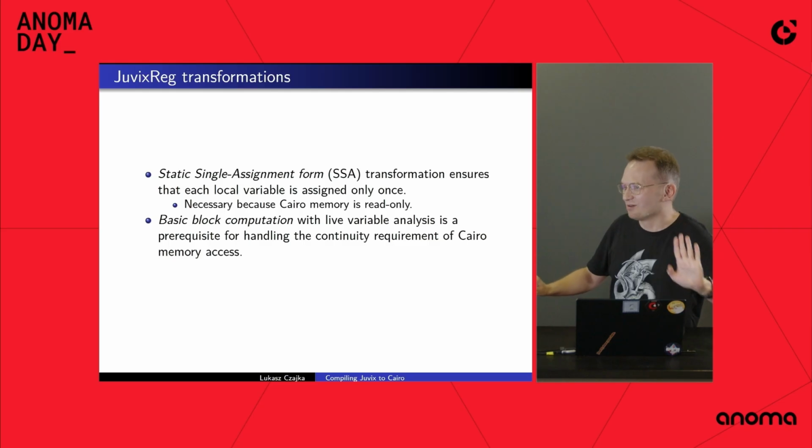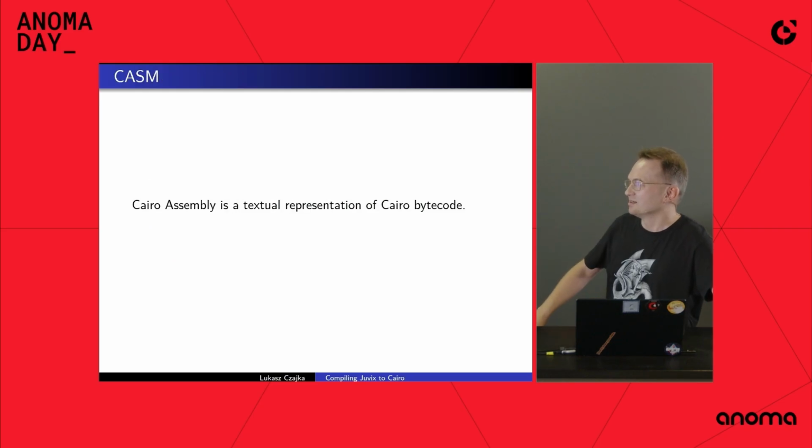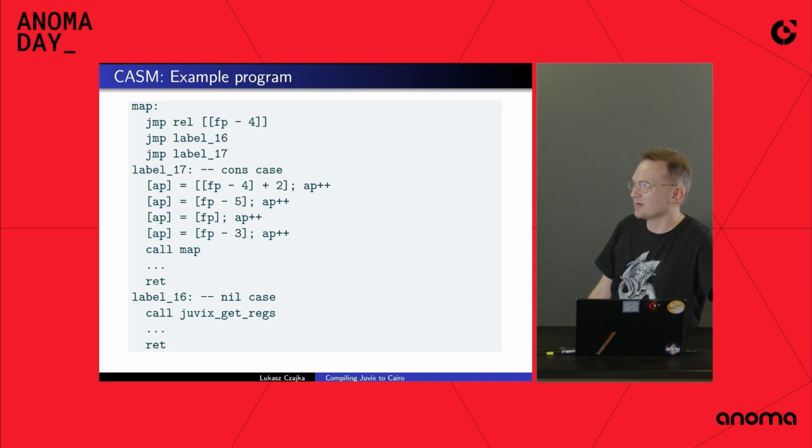But that's all I will say about that. Okay, so you have this Cairo assembly at the end, which is a textual representation of Cairo bytecode. Really don't try to understand what's going on, except that this map got compiled into some relative jump that selects the case and then something happens, but this is just to give you an idea.